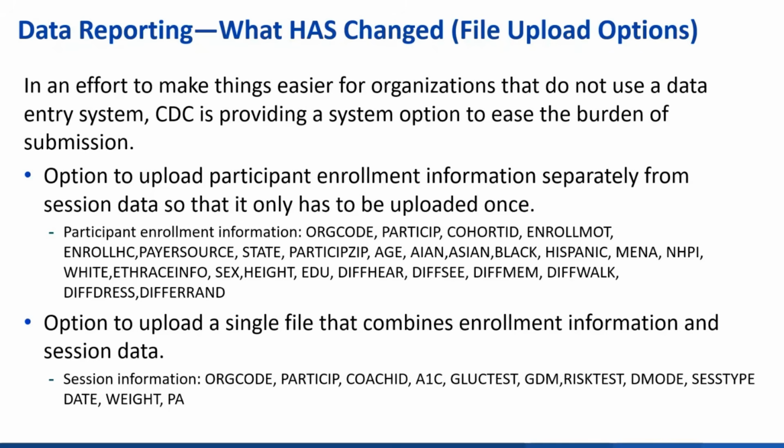We know that submitting a file every 6 months with mostly the same data for enrollment information can be a little bit tedious, so we've attempted to make things easier. We now offer an option to upload a file in 2 parts. Previously, you were required to upload all records and data elements in a single CSV file. This new option will allow you to upload a CSV file with only participant enrollment information and then upload another CSV file with just the session level data. The list of data elements in both versions are listed as well.